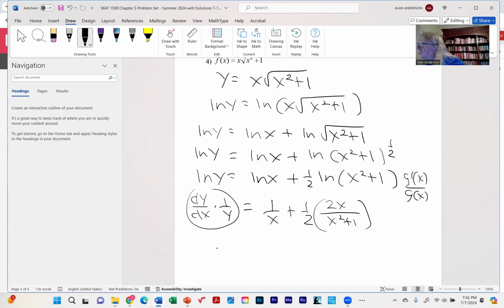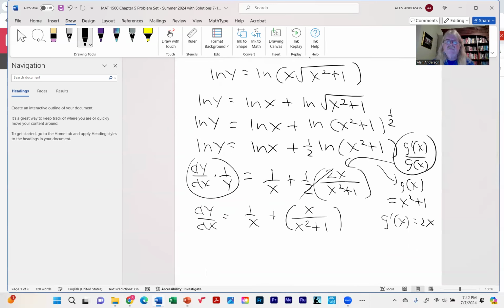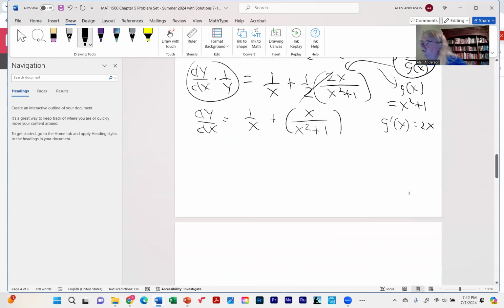In other words, if you have g of x equals x squared plus 1, and g prime of x is 2x, that ratio is this. Now we can simplify it a little bit. These two cancel each other out. And if you want, you can combine those into a single expression. Now, oh, I almost forgot. I almost left out this one.